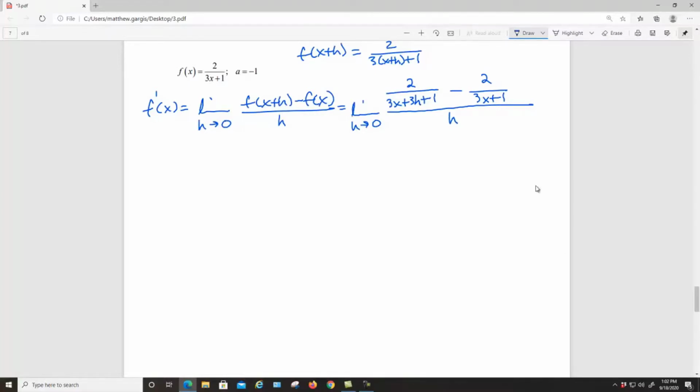Okay, now you've got a fraction inside a fraction, so always, to get rid of the fractions inside there, multiply the top and bottom by the least common denominator. Now in this case, 3x plus 3h plus 1 is in no way the same as 3x plus 1. So you've got to multiply by 3x plus 3h plus 1 times 3x plus 1. I barely fit that in on the top and the bottom.